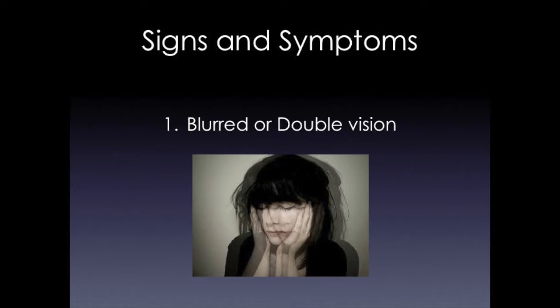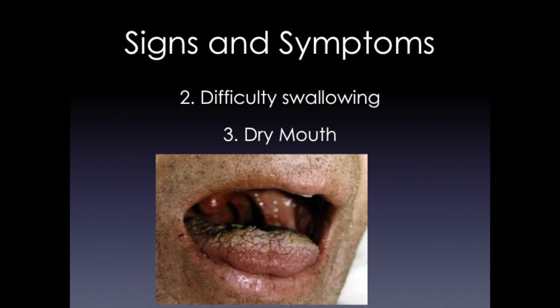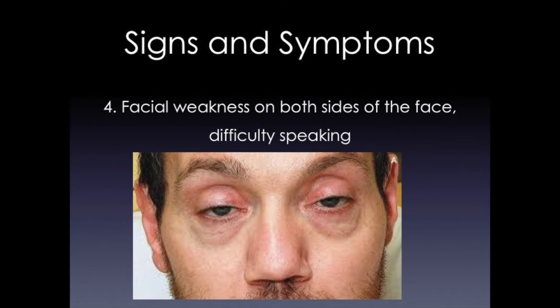The symptoms and signs are blurred or double vision. So if we're beginning to see double, or our vision is just beginning to be abnormally blurry, something like that. The second is difficulty swallowing. The third is dry mouth, which can lead to mouth sores. So if we're constantly wanting to drink water, but we can't get our mouths to stay wet, that is a symptom. The fourth is facial weakness on both sides of the face, difficulty speaking.